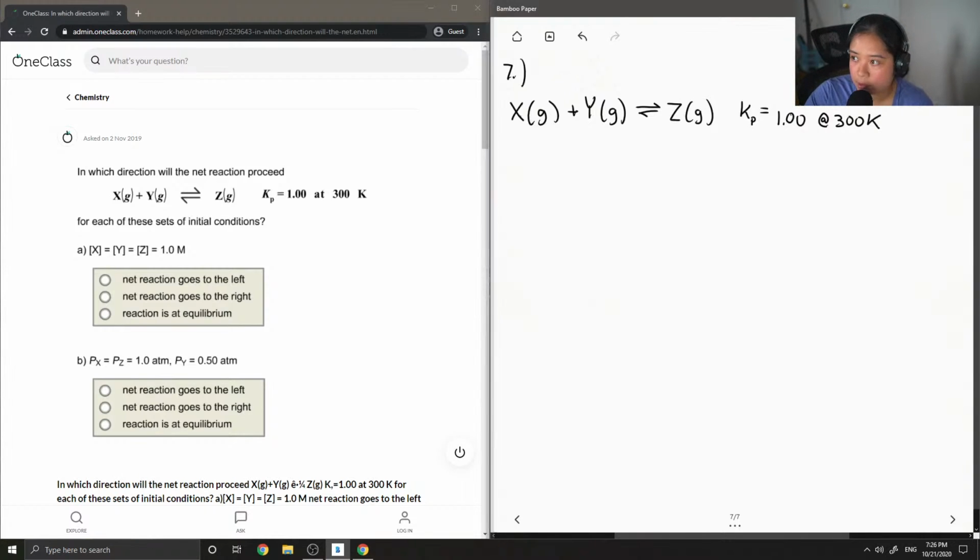So the first thing I'm going to do is calculate delta N. And to do that, it's going to be the number of moles of your products minus number of moles of your reactants. And then it's going to be 1 minus 1 plus 1. So delta N is equal to -1.